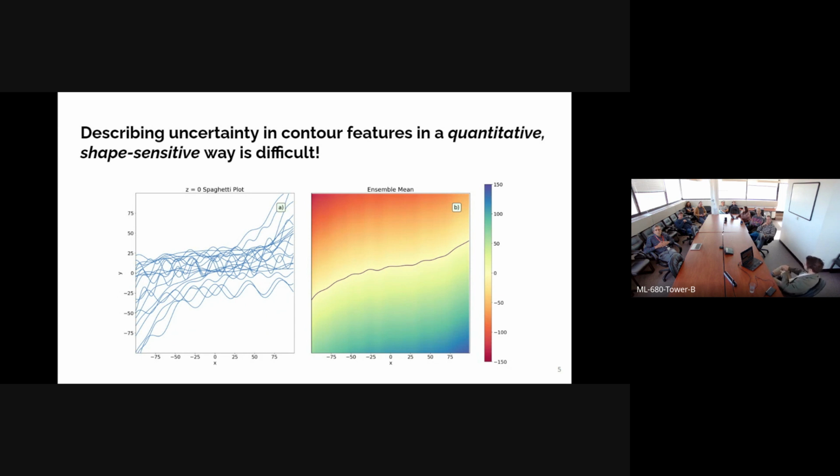The trade-off is that when we're looking at our spaghetti plot here, again, it's quite difficult to talk in any real concrete way about the distribution of these contour features. And if we have multiple different features, or an observation that is given by a contour, it starts to get difficult to talk about location and spread and comparing distributions of contours. So this is our target problem.